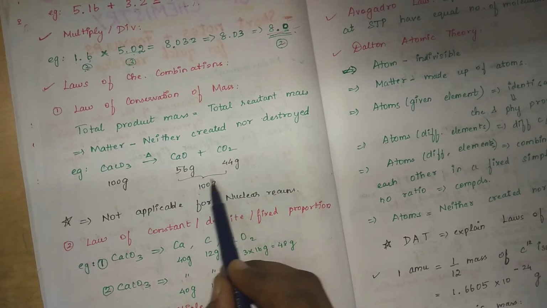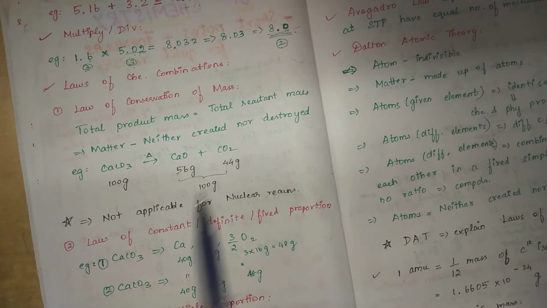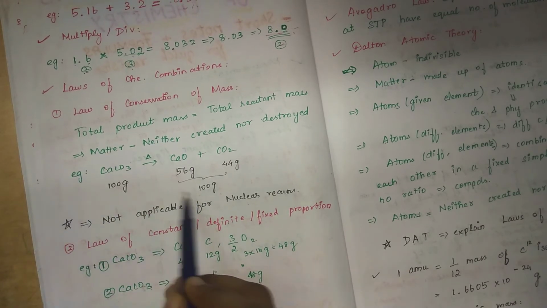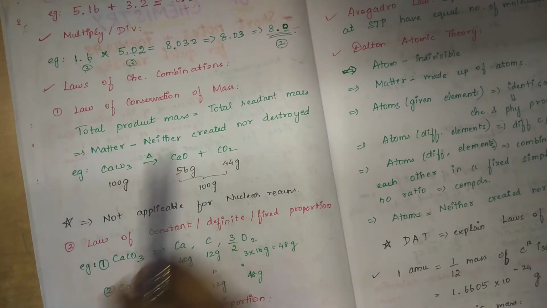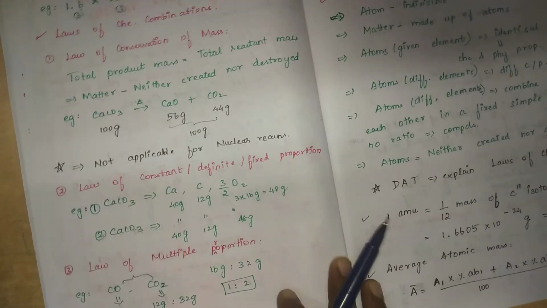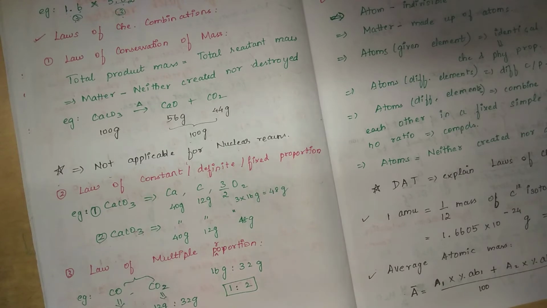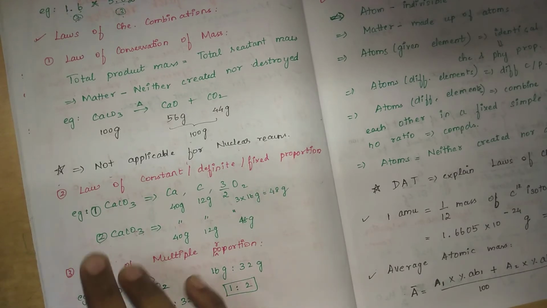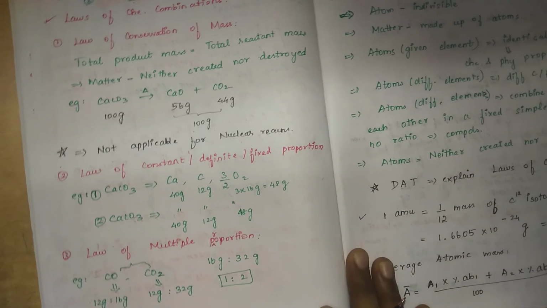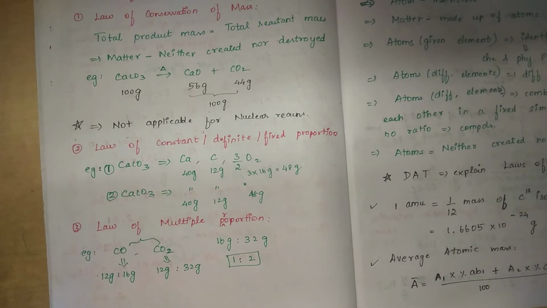If you add up both of these, you will get 100 grams, which is equal to the reactant mass. So the condition is applied here. And it is very important, it is not applicable for nuclear reactions. Why it is not applicable: some of the mass gets converted into energy there. So it is not applicable to nuclear reactions.